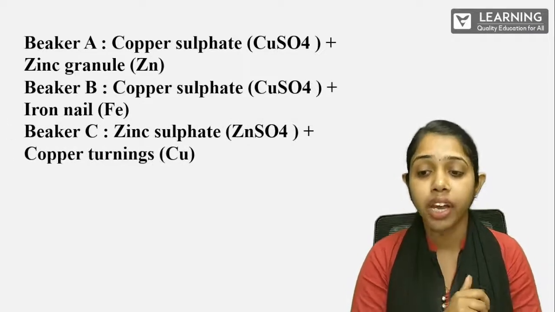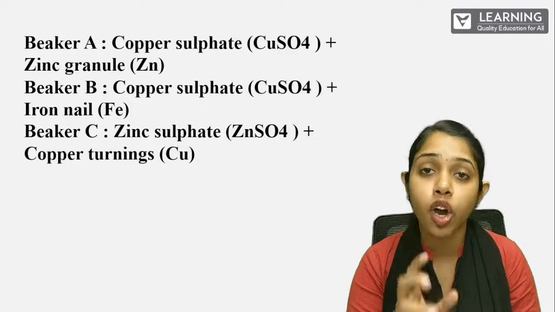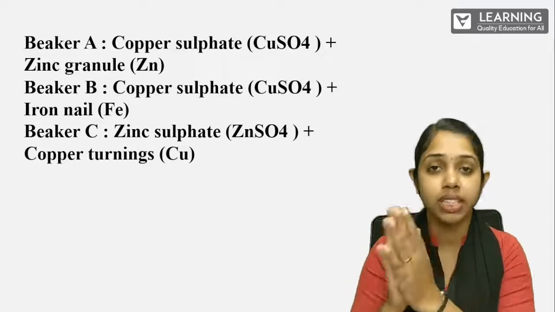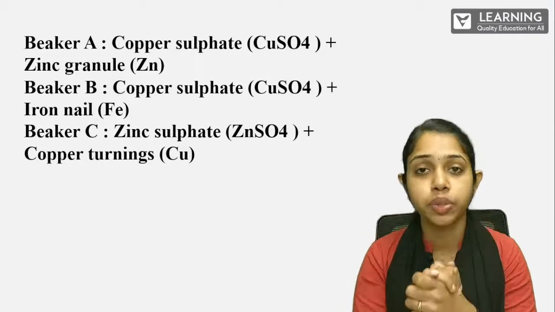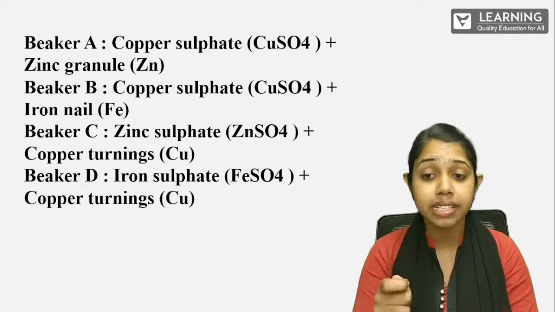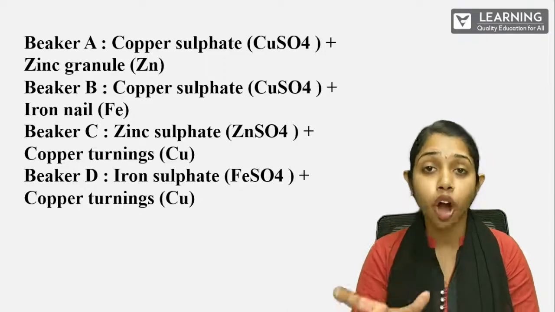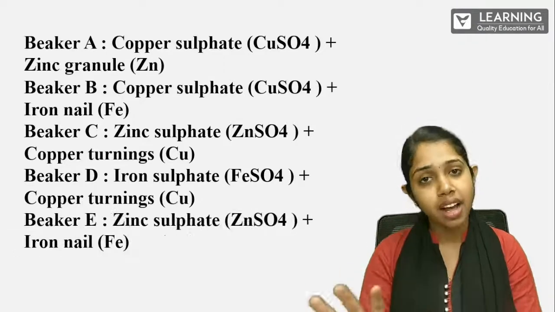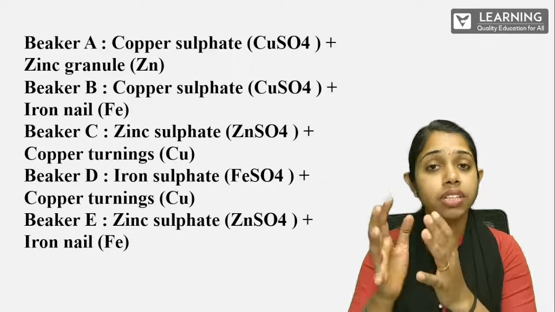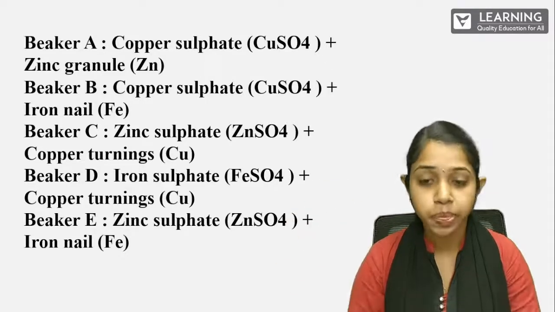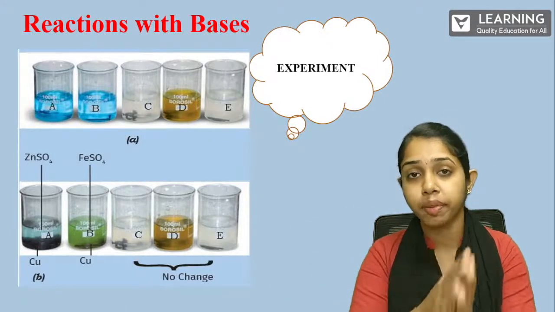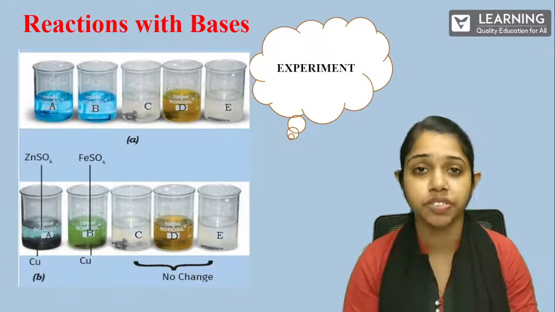And in beaker C, we are going to put zinc sulphate and copper turnings. We all have copper wiring in our homes, right? So we put zinc sulphate and copper turnings into the third beaker. In the next beaker, we are putting iron sulphate, FeSO4, and copper turnings. And in our last beaker, we are putting zinc sulphate and also an iron nail. So these are the 5 beakers where we have kept different things.